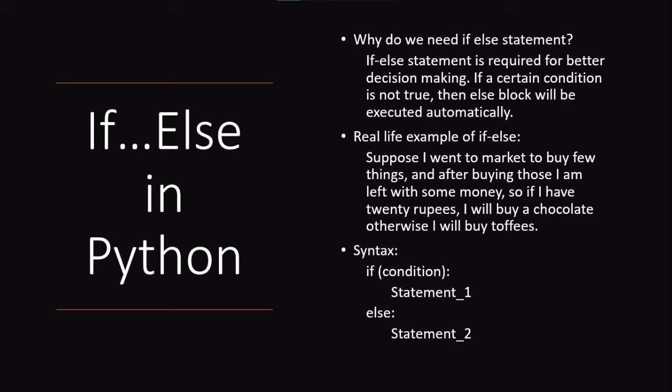Suppose I went to the market to buy few things. After buying those things, I am left with some money. So if I have rupees 20, then I can buy a chocolate. But if I have less than that, I will buy toffees for myself. In this example, you can see that I have used if-else statement. If I have 20 rupees, I will buy chocolate. Else, I will buy toffees. That was a simple explanation of if-else statement.